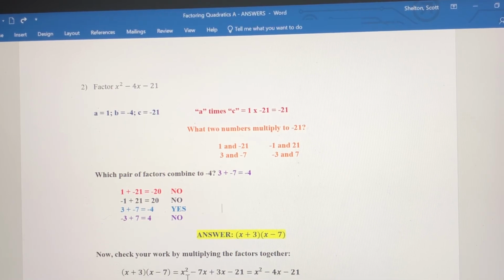X times x is x squared. X times -7 is -7x. 3 times x is 3x. And 3 times -7 is -21. Combine our middle two terms. That's usually how this is going to work. Those are going to be like terms, and it gives me -4x. So that tells me this trinomial factors as the product of these two binomials. And that's how you factor quadratic trinomials with a leading coefficient of 1 using the AC method.